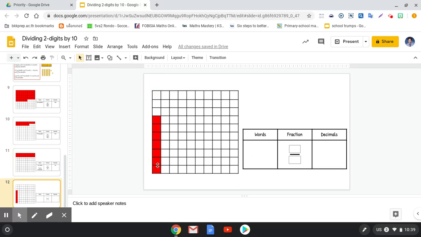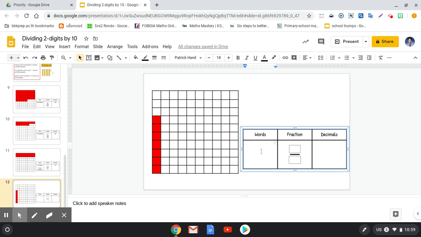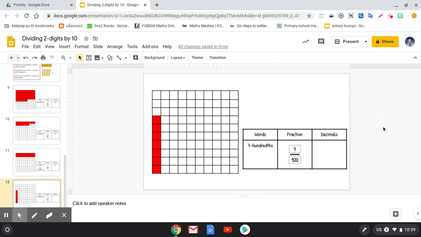So there's 1, 2, 3, 4, 5, 6, 7 hundredths coloured in. So 7 hundredths are coloured in. Right, as a fraction, well, 7 parts are coloured in, and there are 100 parts altogether. So that's what 7 hundredths looks like.